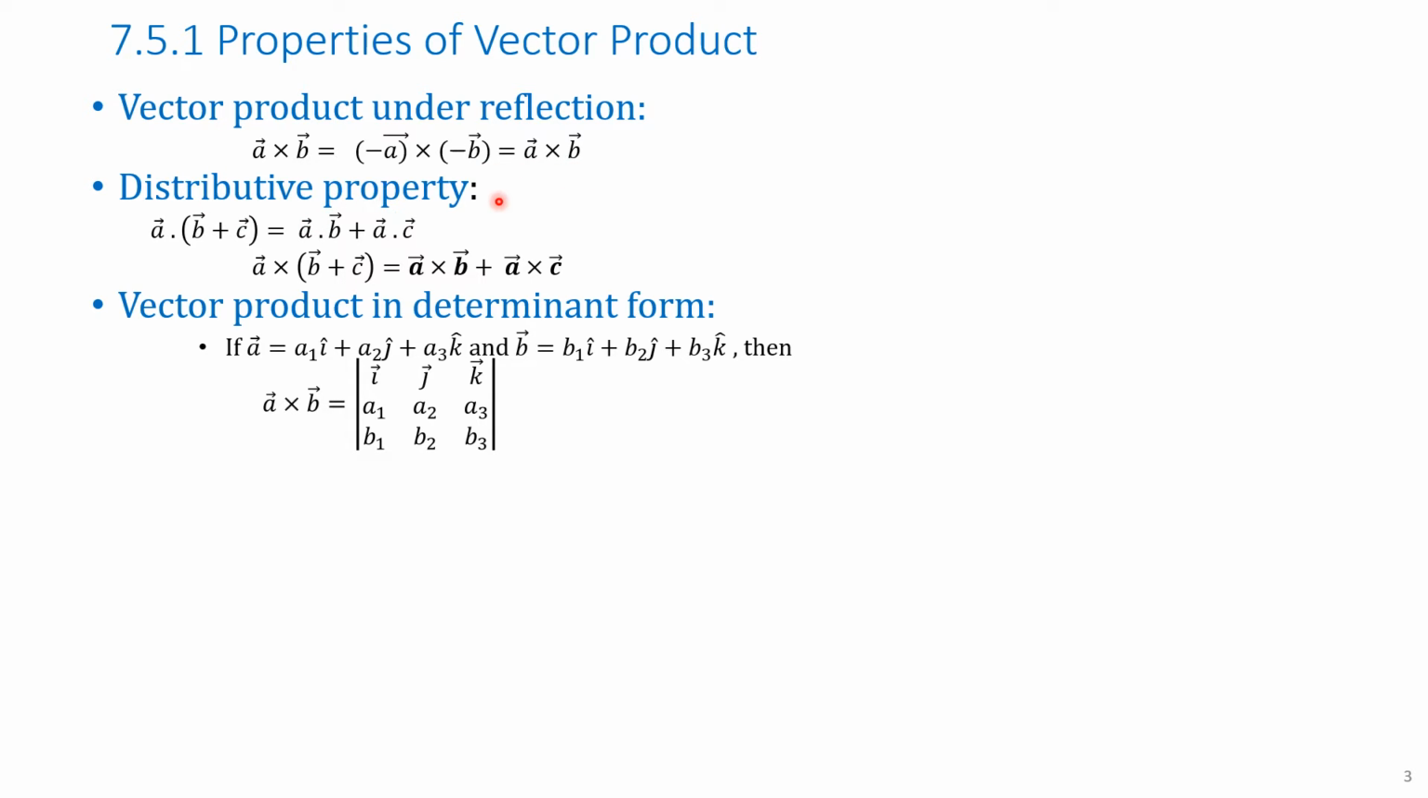Distributive property. We know for the dot product, A dot (B plus C) is equal to A dot B plus A dot C. In the same fashion, we can write the cross product. That is, A cross (B plus C) is equal to A cross B plus A cross C, as shown here.